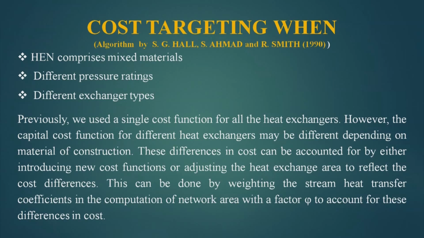This can be done by weighing the stream heat transfer coefficient in the computation of network area with a factor phi to account for this difference in cost. That means, to account for this, we will multiply a weighing factor with the stream heat transfer coefficient, and that factor will be phi to account for all these differences.